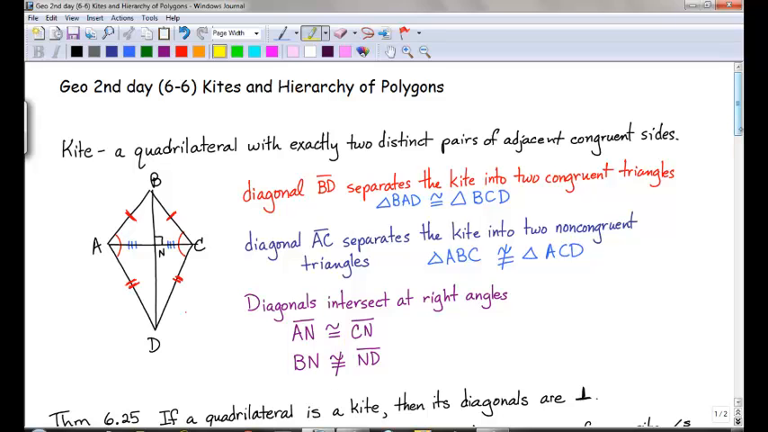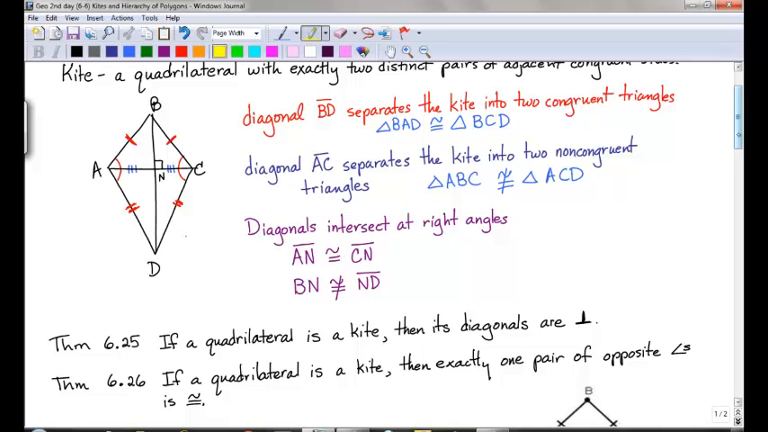Then the author goes through theorem 6.25. Theorem 6.25 says if a quadrilateral is a kite, then the diagonals are perpendicular. And we already said that up above. When the diagonals intersect at right angles, they are perpendicular. So if a quadrilateral is a kite, then the diagonals are perpendicular. So you have 4 right angles in the middle.